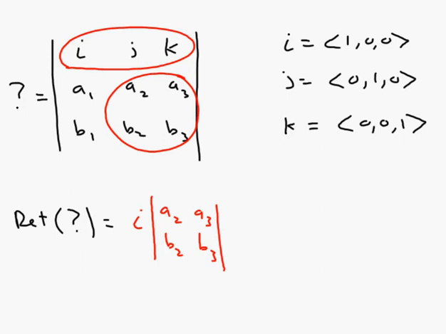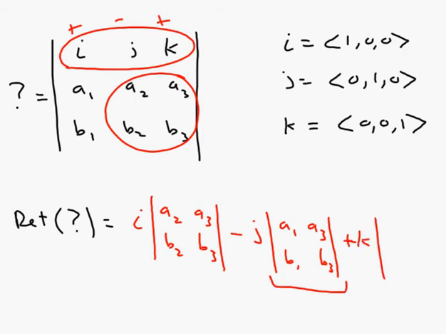We remembered that we have to do plus, minus, plus. We had that checkerboard of positive and negative signs. So it's going to be negative J times its minor. The minor of J would be A1, A3, B1, B3. If you're in doubt about that, imagine covering up the column that had J in it and the row that has J in it, and this little matrix right here is what's left over. Lastly, plus K times its minor, and that minor would be A1, A2, B1, B2.